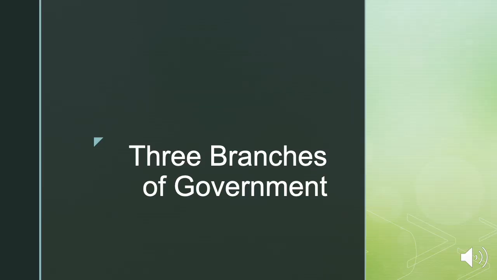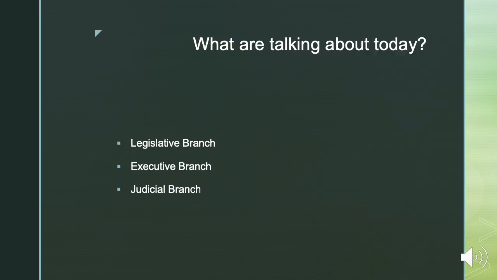Hey everyone. So today we're going to be talking about the three branches of government. So the three branches of government is broken down in Articles 1 through 3 of the U.S. Constitution, and that's where I'm getting all of this information from today.